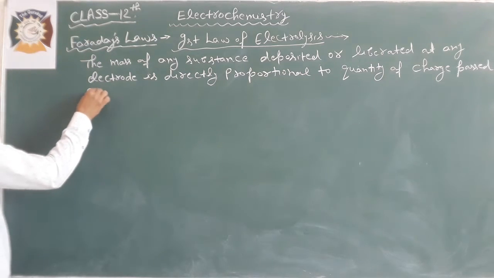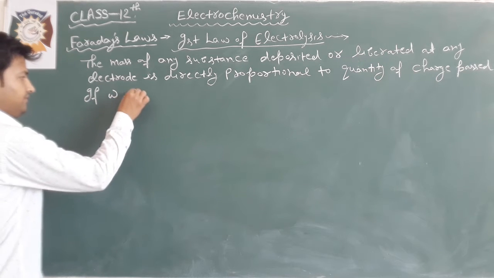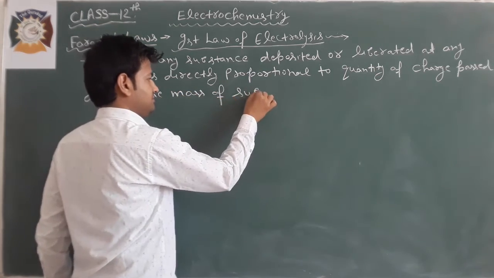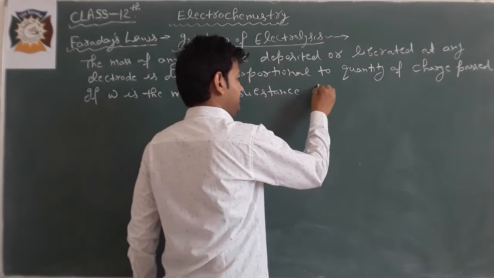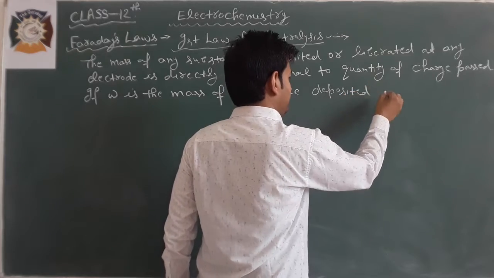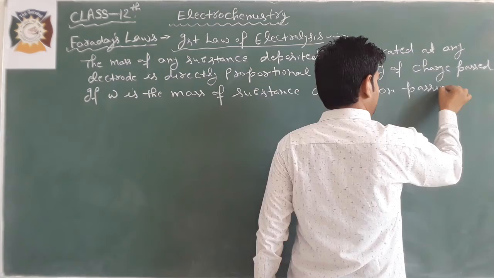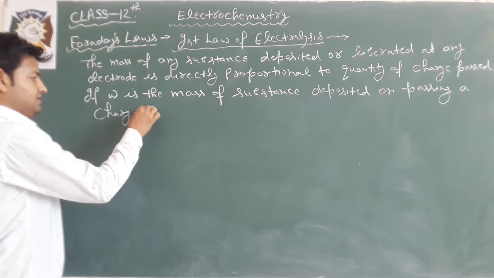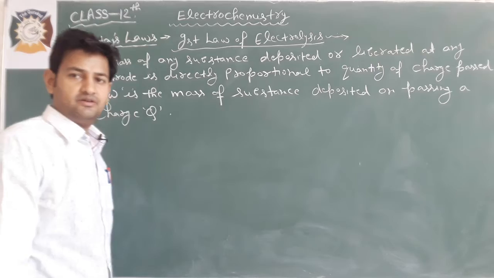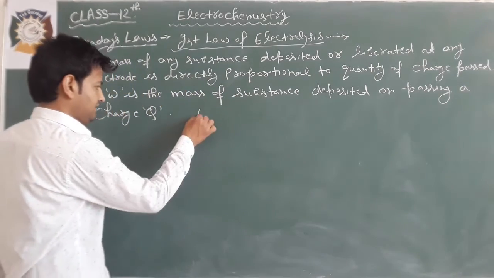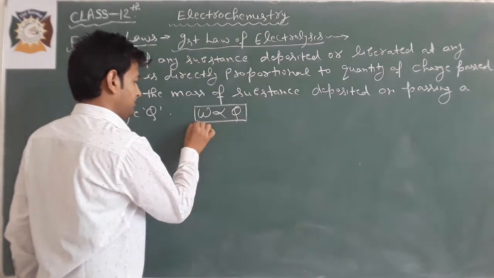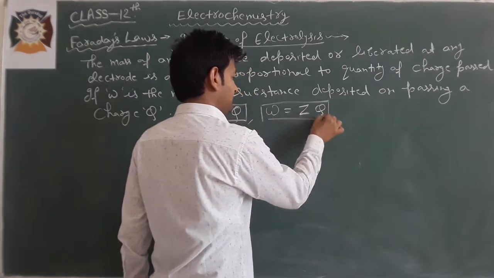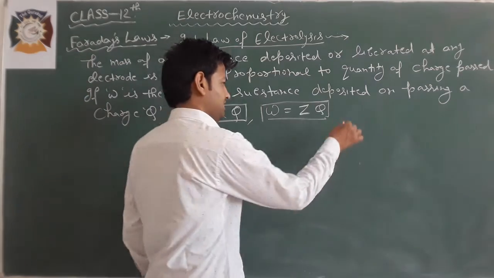For this, if W is the mass of substance deposited on passing a charge Q, amount of charge is Q and mass deposited is W, then according to Faraday's first law, W is directly proportional to Q. When this proportionality is removed, W is equal to Z into Q. Here Z is an electrochemical equivalence or constant.